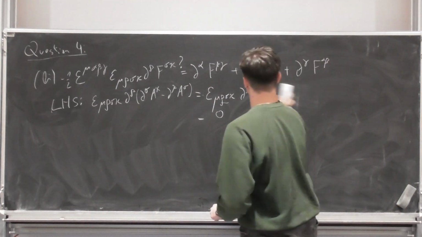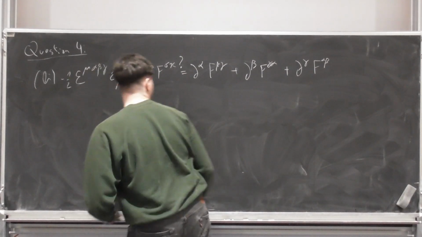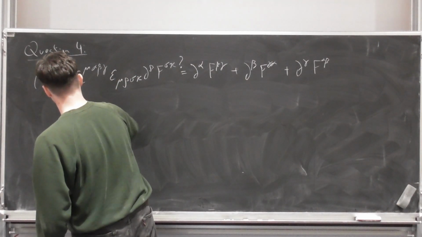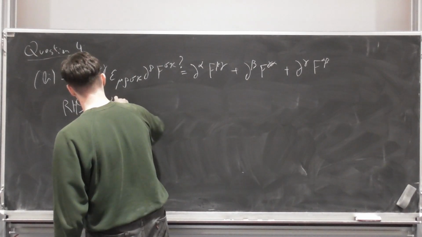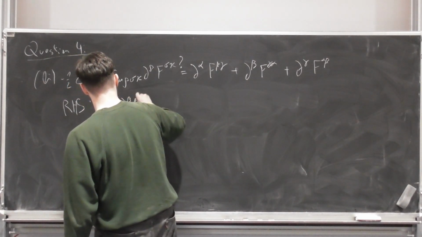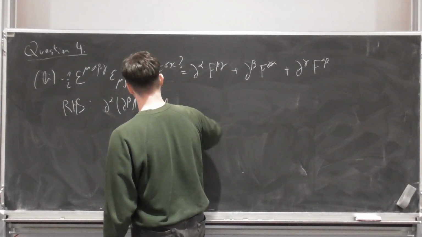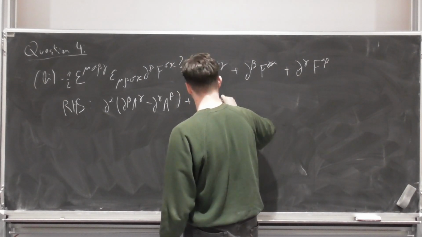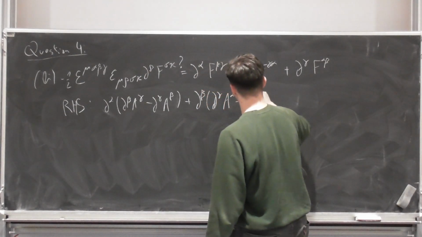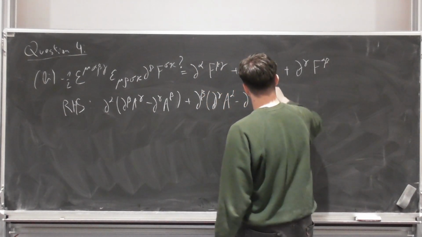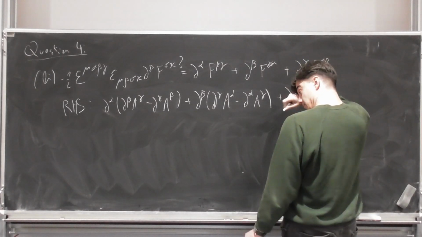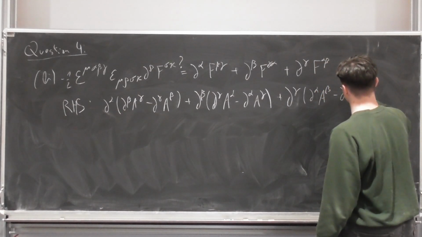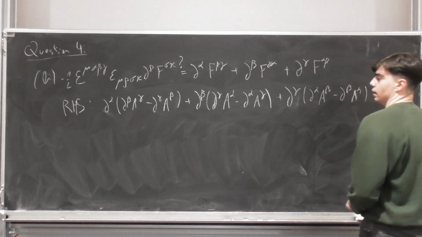What about the right-hand side? So the right-hand side, again, I'm going to write it out explicitly. So it's going to be del alpha, del beta a gamma minus del gamma a beta, plus del beta, del gamma a alpha minus del alpha a gamma, plus del gamma, del alpha a beta minus del beta a alpha. Okay. What is that equal to?